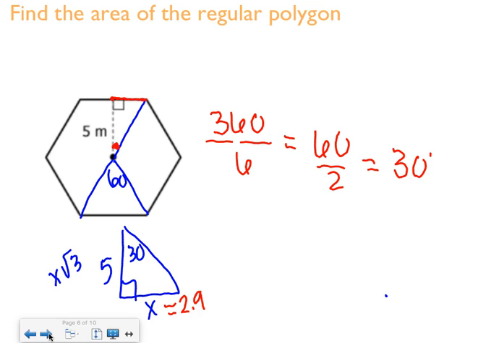So what would my whole side be? Double it. Which would be 5.8.